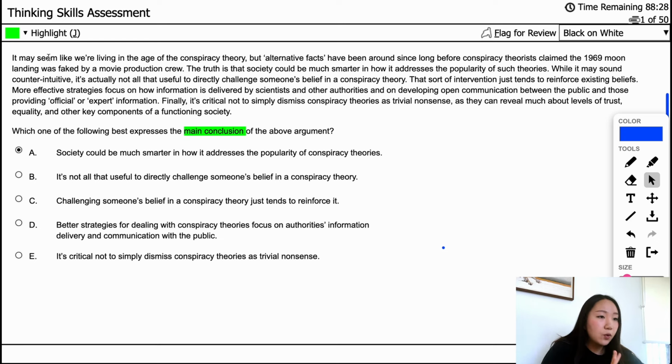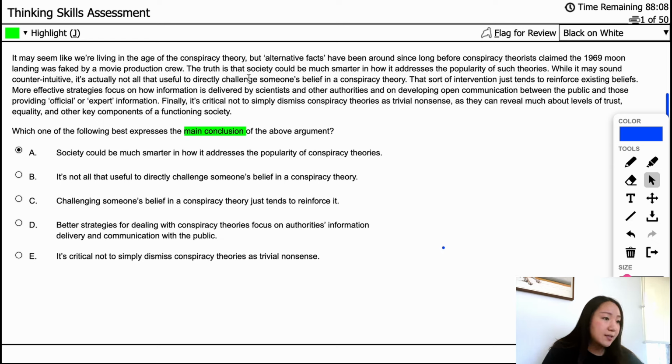So we'll have a quick skim through. It may seem like we're living in the age of the conspiracy theory, but alternative facts have been around since long before conspiracy theorists claimed the 1969 moon landing was faked by a movie production crew. That first sentence is often like that, some sort of a contextual welcome to the passage, this is what it's about. So in this case, we're talking about conspiracy theories.